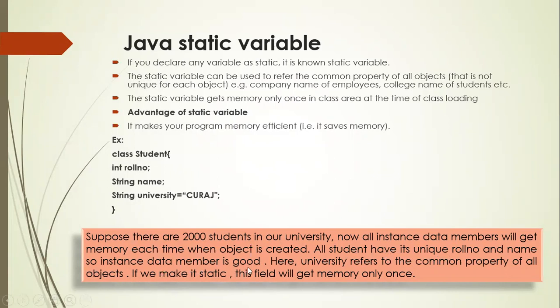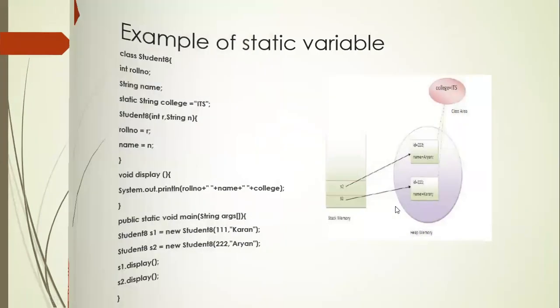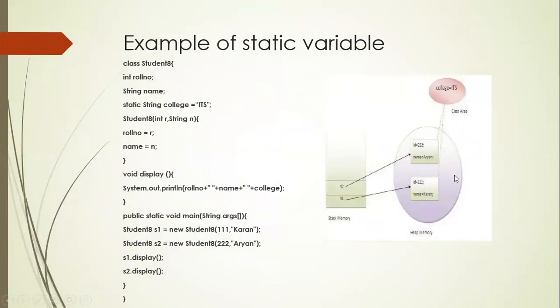So an instance data member is good. Here, university refers to the common property of all the objects. So if you make it static, this field will get memory only once. Let us understand with the help of a diagram. This is stack memory. Stack memory consists of various objects: S1, S2, S3, S4, however many objects you create. For every object, a specific memory block will be created. If you have 3 objects, 3 blocks will be created.